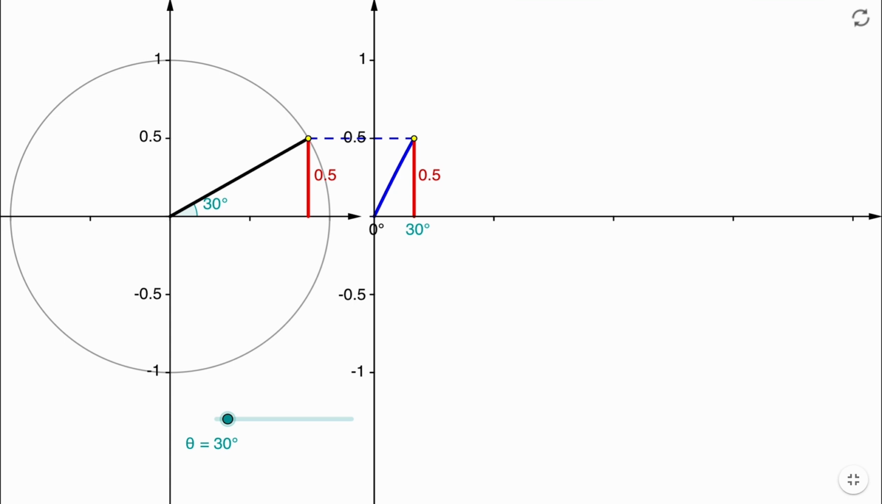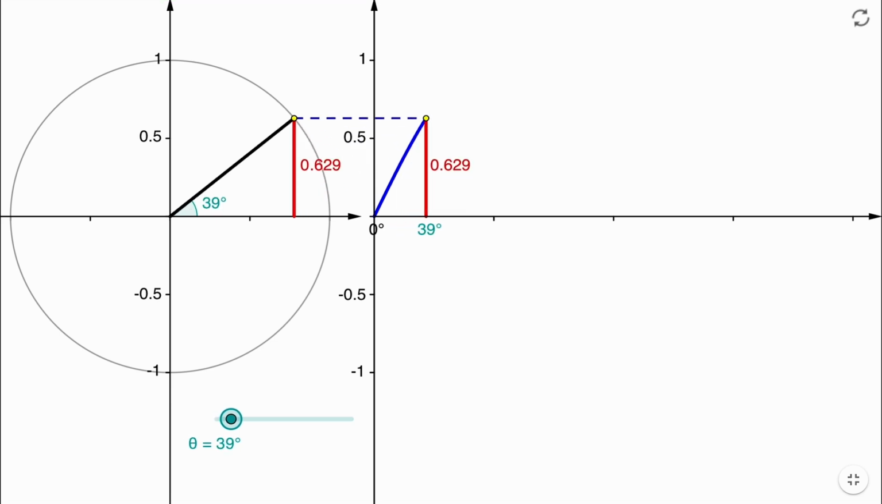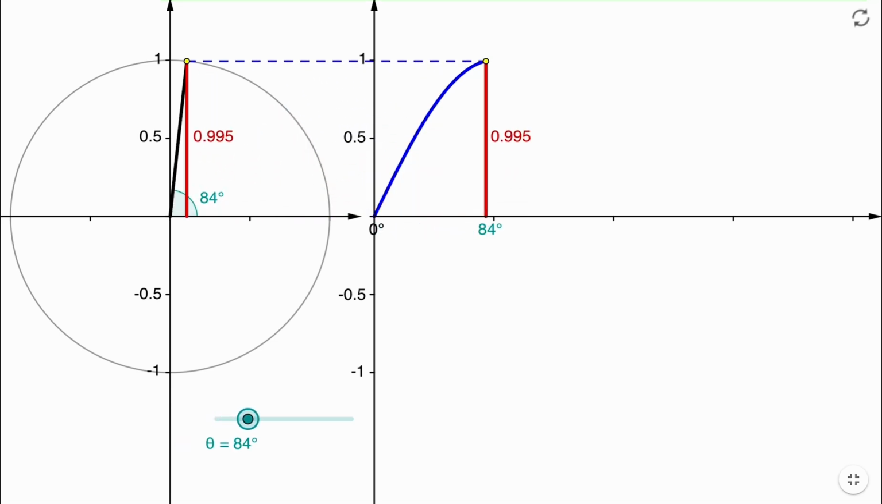Now, if you look at this yellow dot on the right-hand side, on this Cartesian coordinate diagram, the x-axis is the angle. So if I move along here, the angle is changing. We're going from 0 to 90 to 180 and so on.